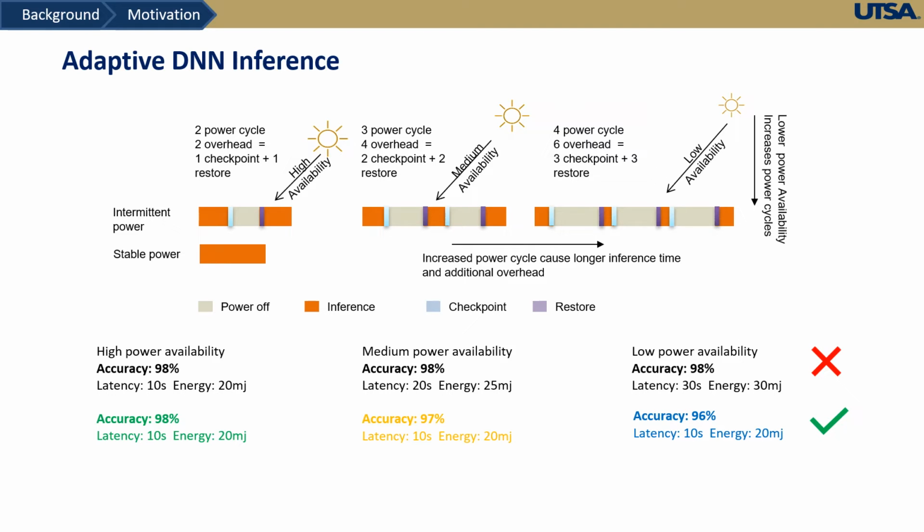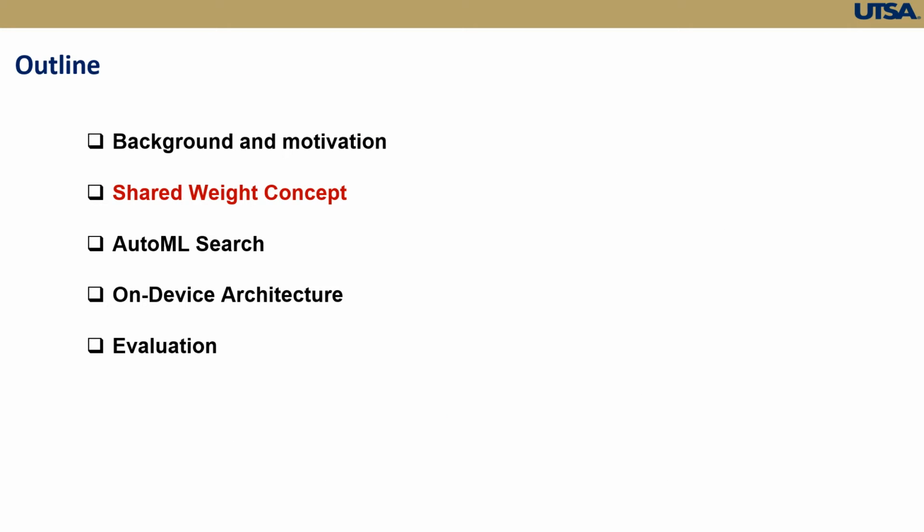One solution can be to run a lightweight model when power availability is low. This will allow us to maintain latency and energy requirements while slightly reducing the accuracy. But it requires deploying multiple deep neural network models, where each model will be executed in a different power mode. Then the question comes, how do we deploy multiple deep neural network models in resource-constrained devices? The answer is weight sharing. Now we will discuss the details of the weight sharing concept.